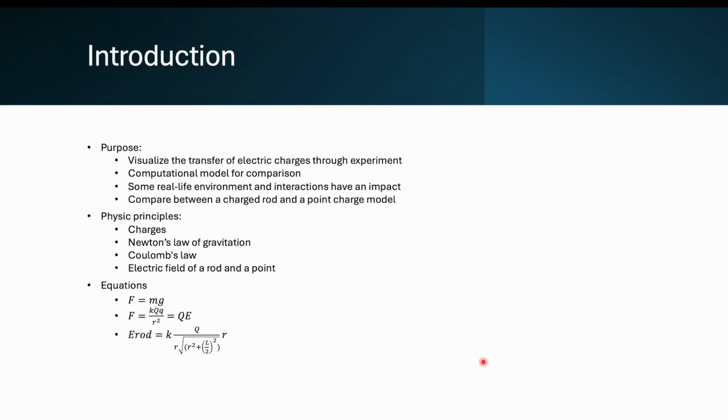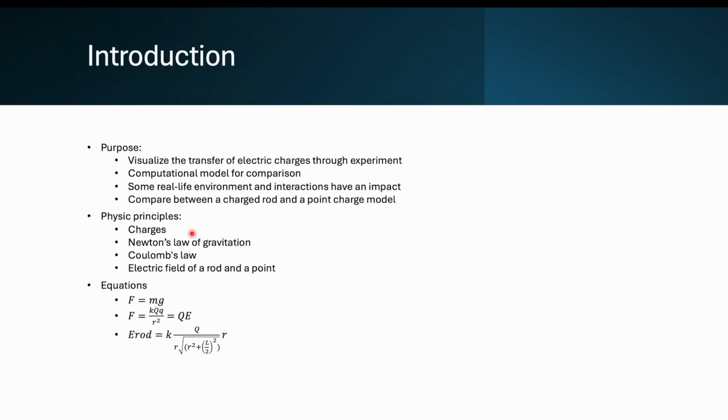As a little introduction, it's very similar to Lab 1, and the purpose is to visualize the transfer of electric charges through the experiment that we've already talked about in Lab 1, so I won't go into detail about that. Then we will use a computational model to compare real life and a simulation. We'll also see the impact of real life environment and interactions on a certain system and experiment, and then we will compare the differences between a charge rod and a point charge particle model, as the difference is significant, because we will see as a little preview of the result that the difference between a charge rod and a point particle model is significant and cannot be omitted.